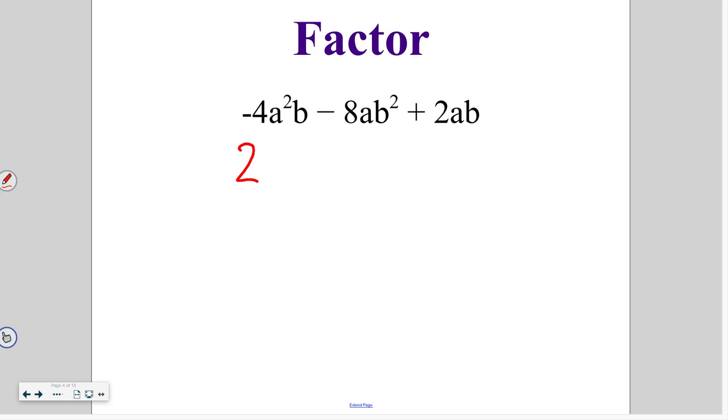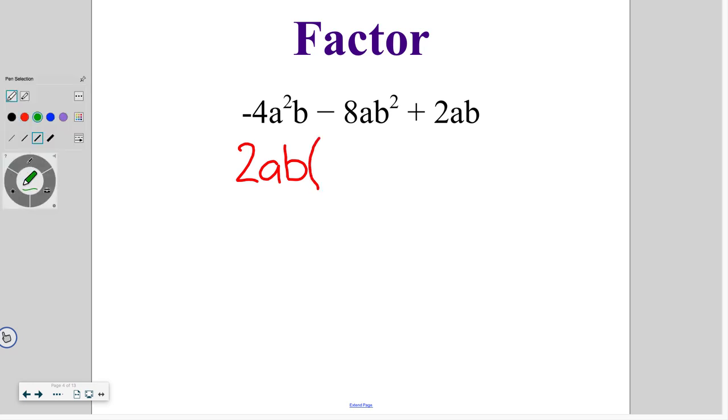Then I'm going to go ahead and look at the variables. 2 a's, 1 a, and 1 a, so the most a's I can pull out is 1. 1 b, 2 b's, and 1 b means that the biggest letter I can pull out is just a single b. So now I want to go through again and double check this factoring. Dividing the numbers, negative 4 divided by 2 gives me negative 2.